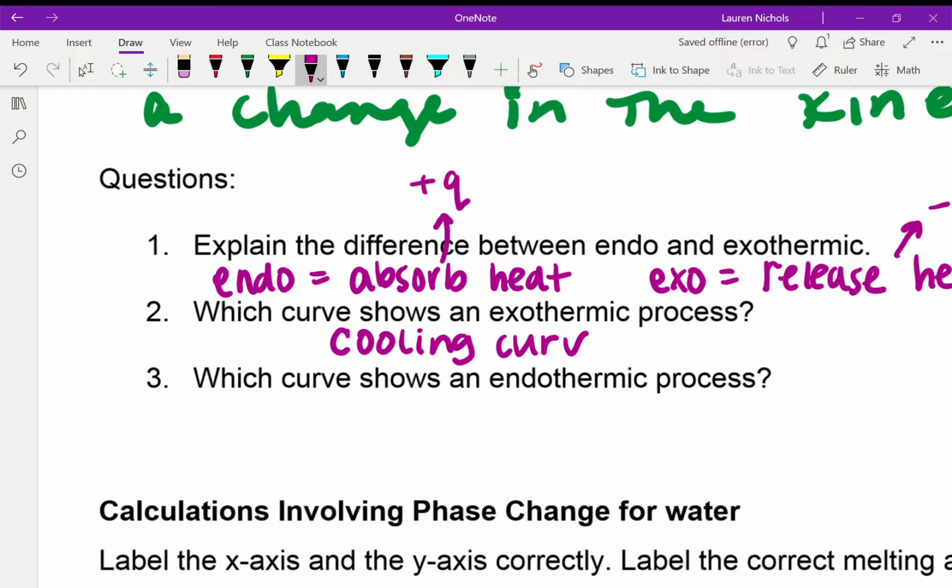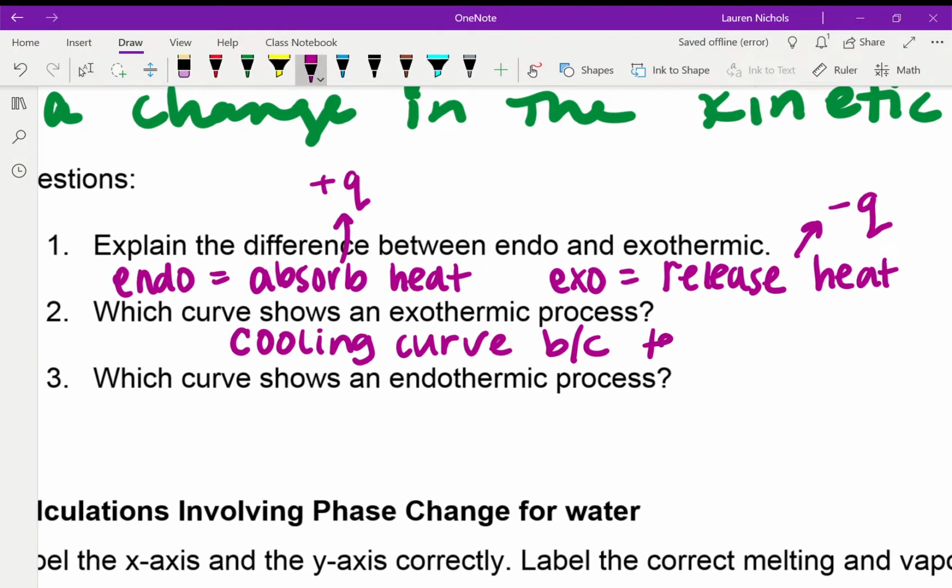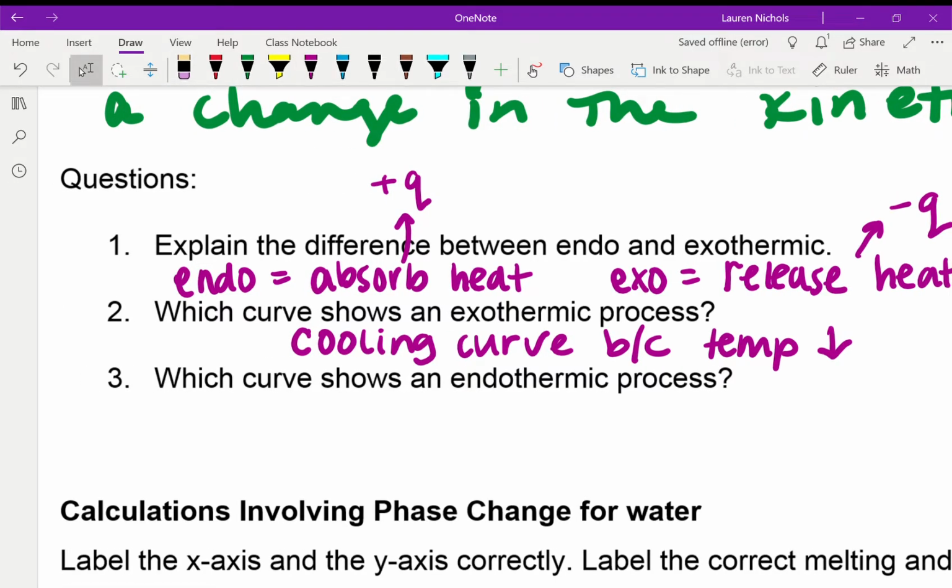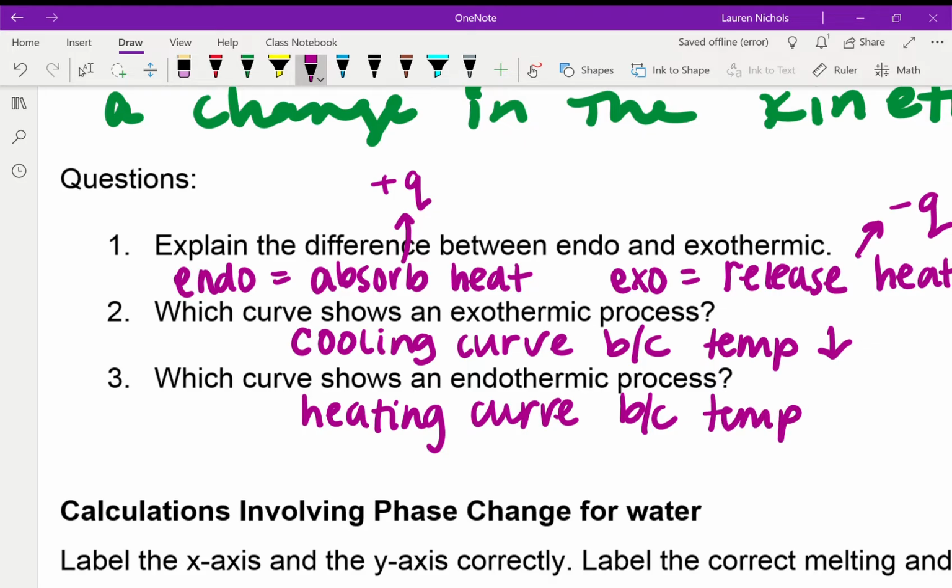And to explain why, because that's always important, we know that because the temperature is decreasing. And so an endothermic process, again, is absorbing heat, so its temperature should be increasing. So this means it is a heating curve. And again, it's because of that temperature increase.